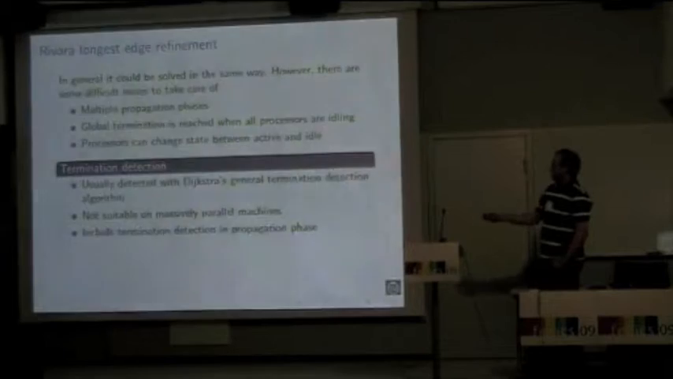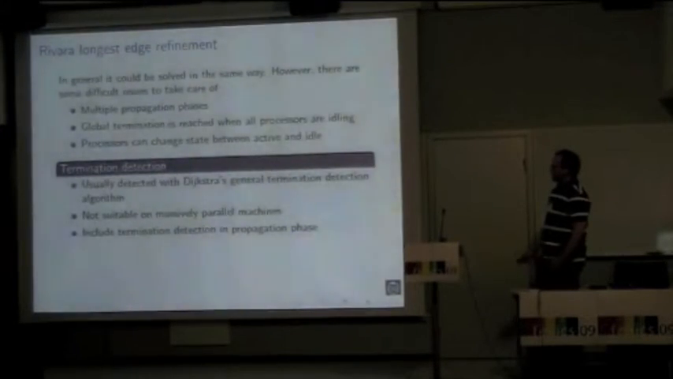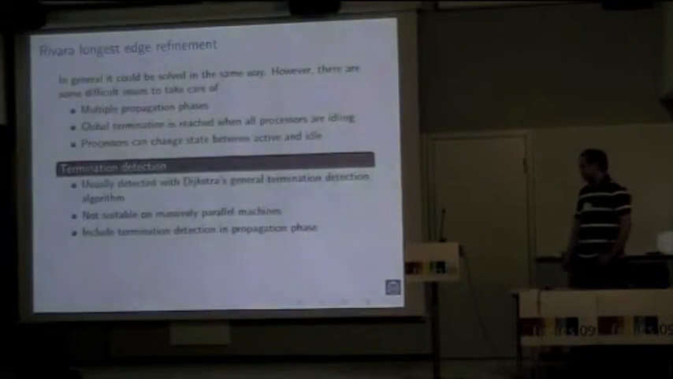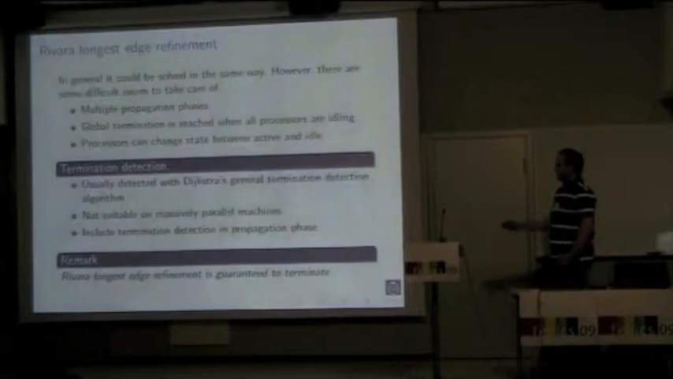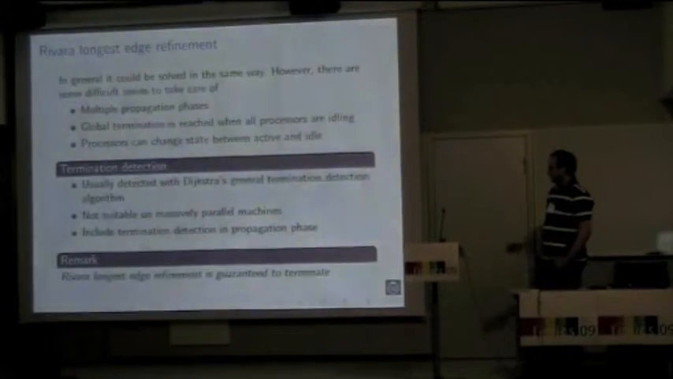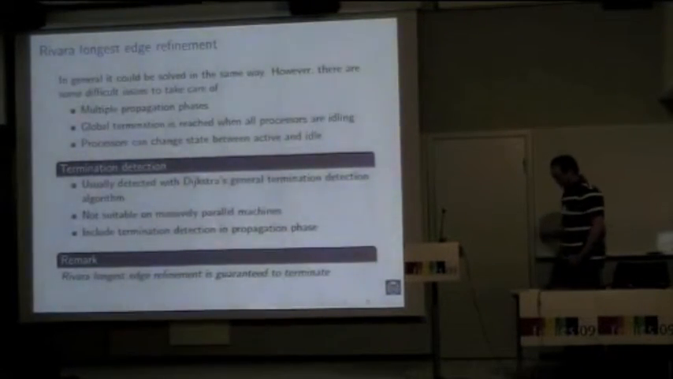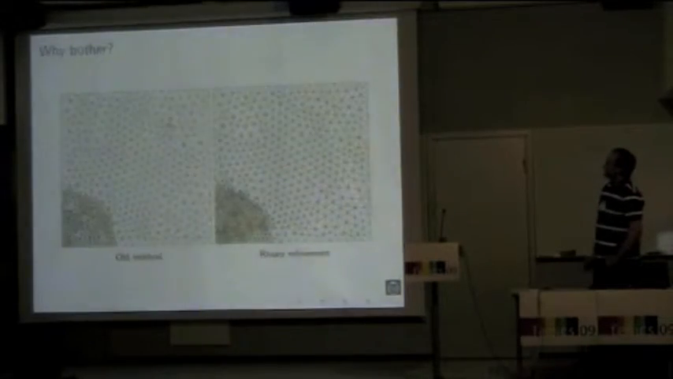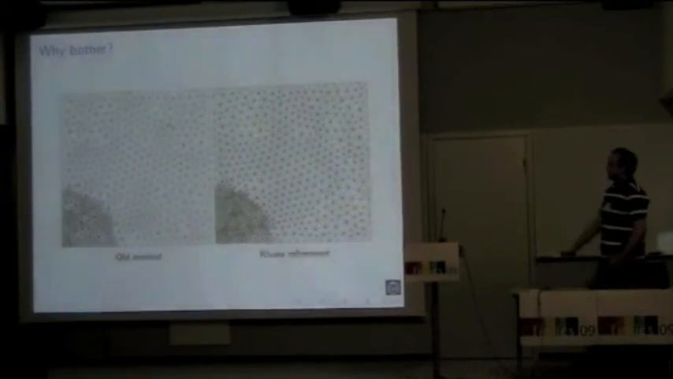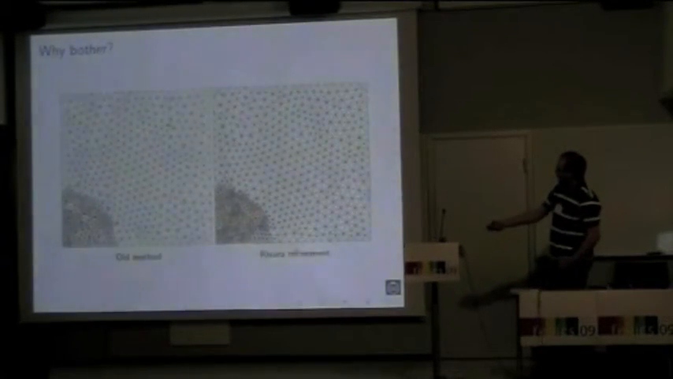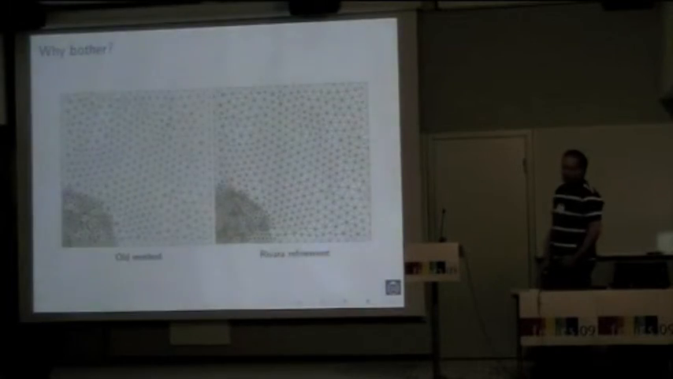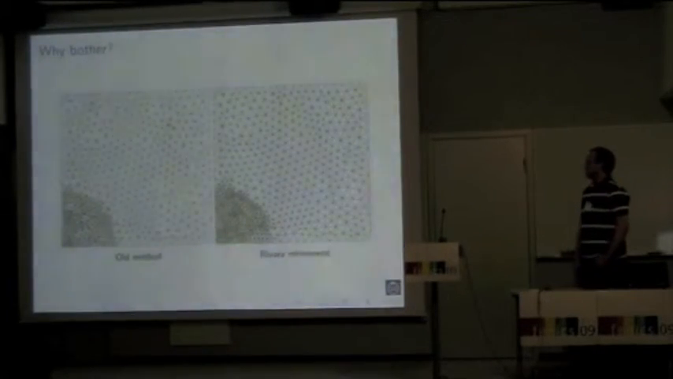So our idea here is to include the termination detection in the propagation phase, because you cannot get rid of that communication step. And the good thing is that we know that this algorithm actually has a guarantee to terminate, so it's no problem. And when it doesn't work, when I debug the code, I usually look at the old refinement and compare it to the new one, and then I see it's definitely worth the effort to parallelize the new one.